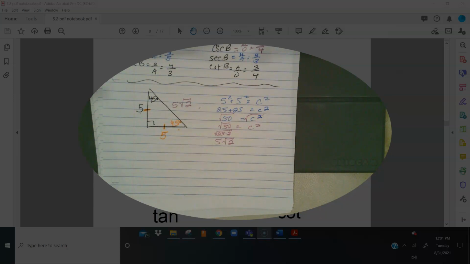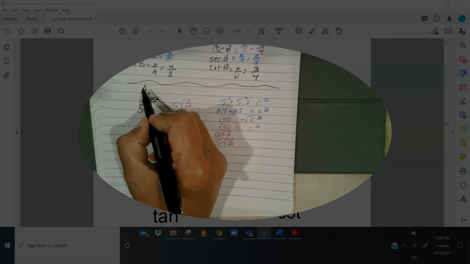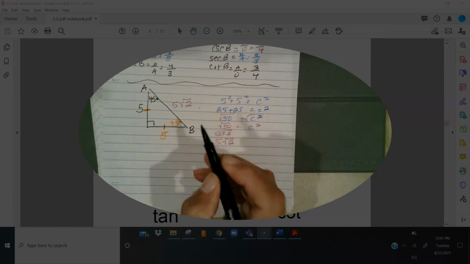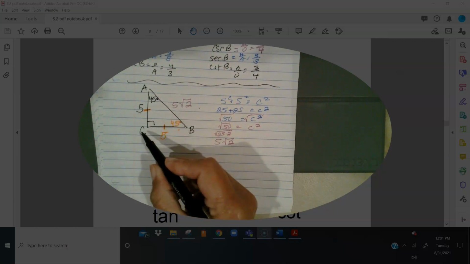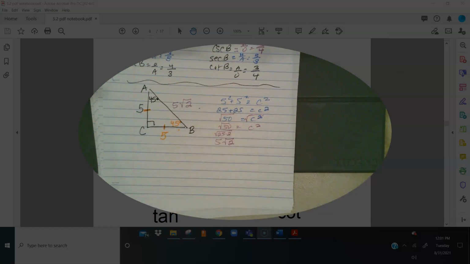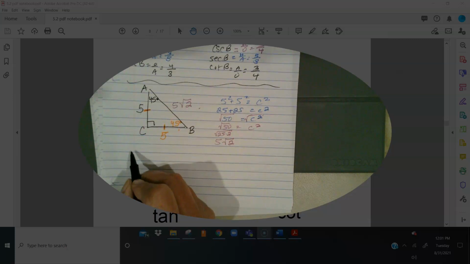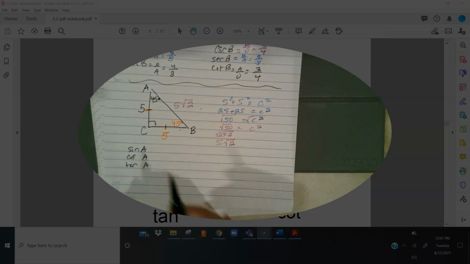Now, if we're looking to find sine, cosine, and tangent, we need to define what we're looking for. Let's let this be angle A, angle B, and angle C. C should also always be the angle opposite the hypotenuse. Let's find sine, cosine, and tangent for angle A. You can pause the video, try that problem, and then come back to see how we've done.